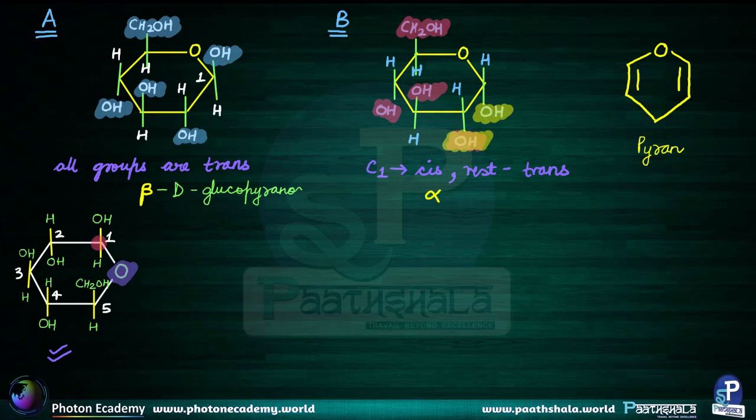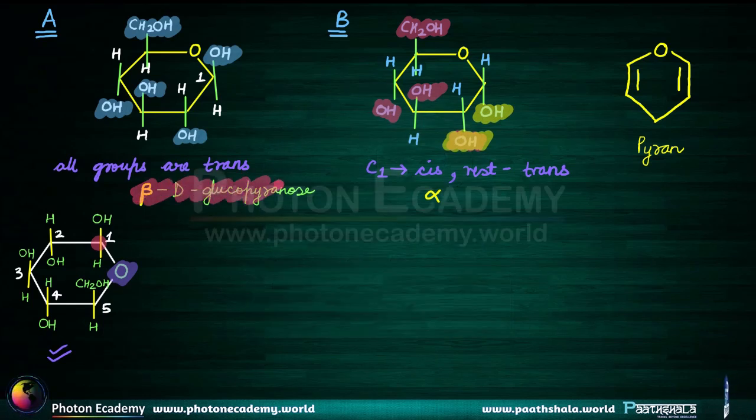Okay, so now I've got a new name for this whole thing, and this A structure I'm calling beta D glucopyranose. Also, I'm extending the name of the second one, and now I'm calling it alpha D glucopyranose.